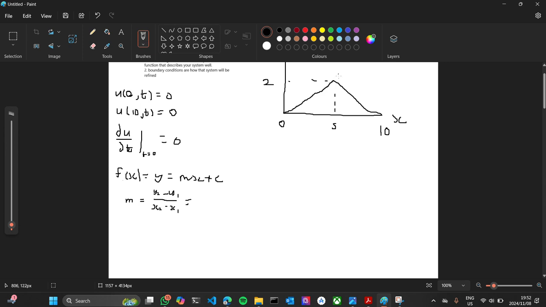So y2 is equal to 2, minus y1, which is equal to 0. That is going to be over x2, which is 5, minus x1, which is 0. That then equals 2 over 5. So that is our gradient.